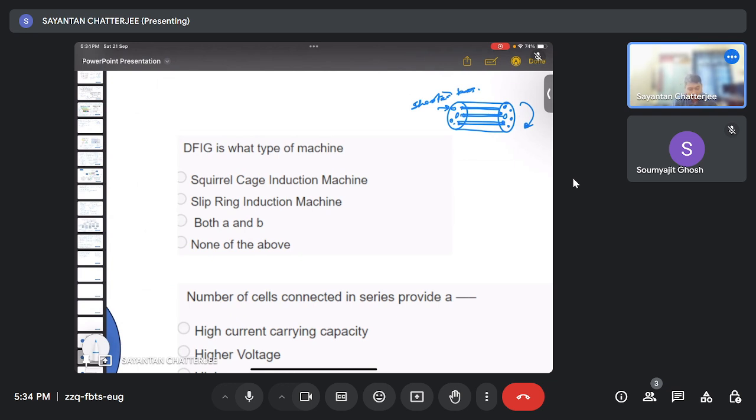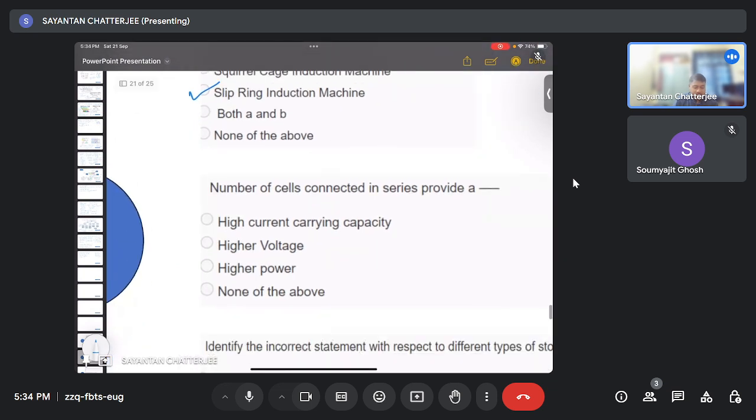So it is a slip ring induction machine. In case of squirrel cage, we won't have that control feature. So this is a slip ring induction machine, where we can also say we have the rotor side control, and based on this rotor side, we can control the machine.